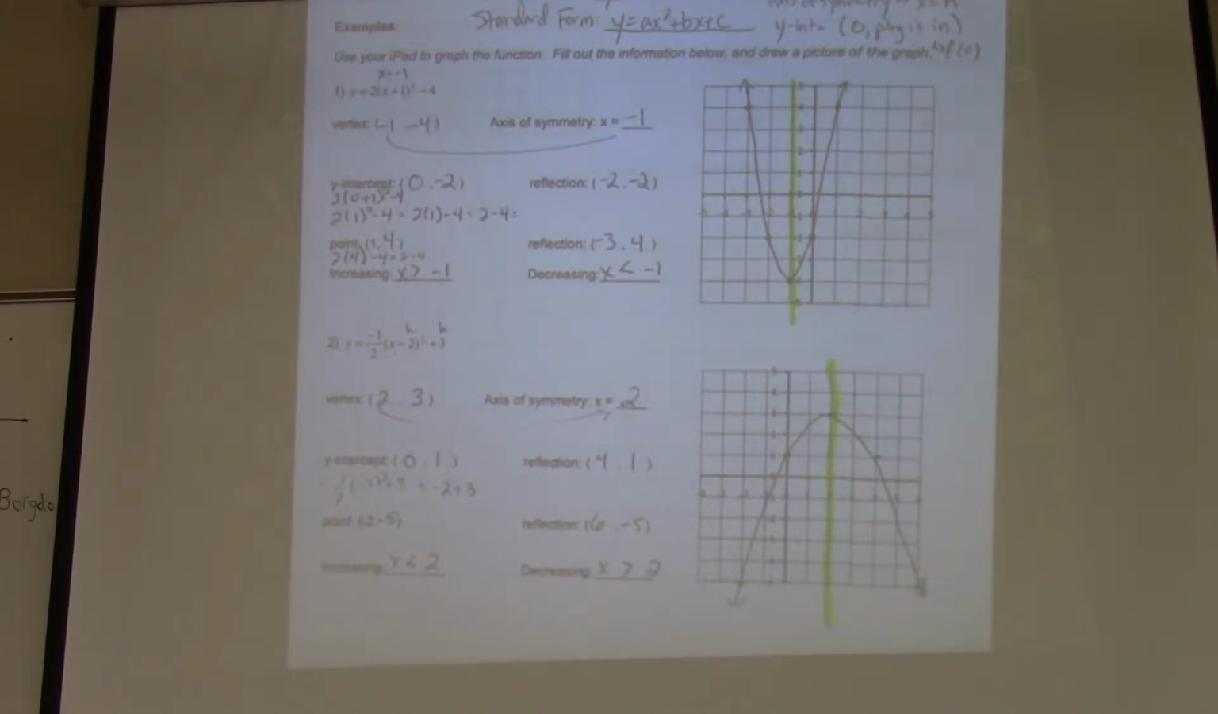A's that are greater than 1, well, 1 would just be like this. A's that are greater than 1 make it more skinny. Okay? So, that's how that works. Any questions on either of these two? Okay, let's do the next one together. And you guys can tell me what's right.